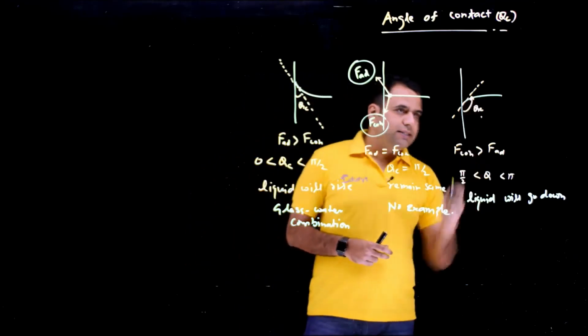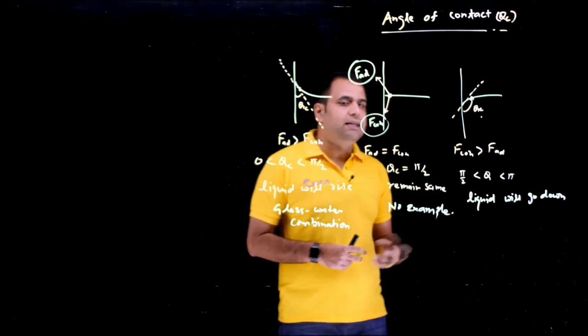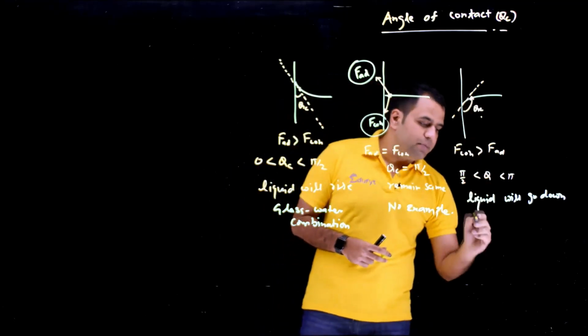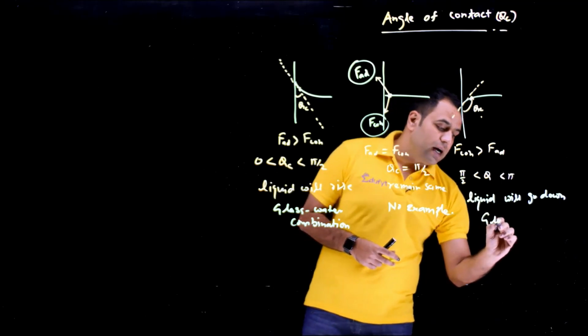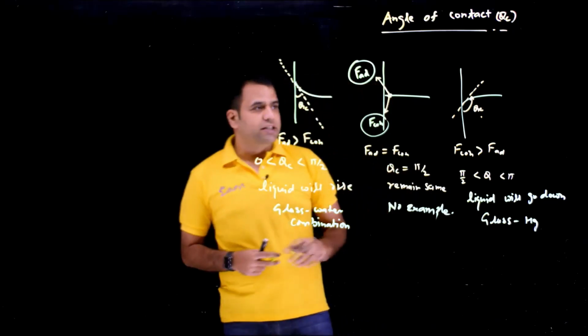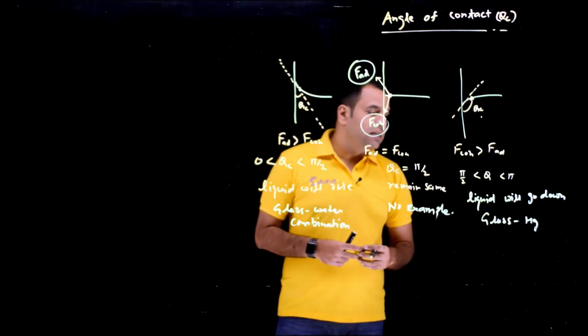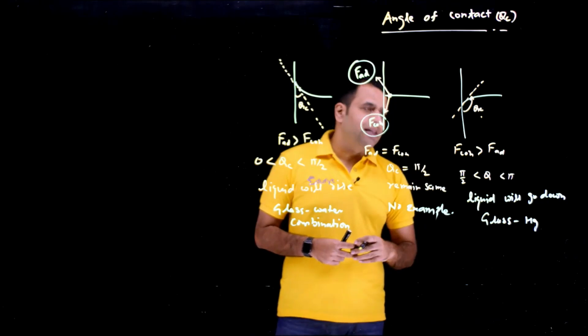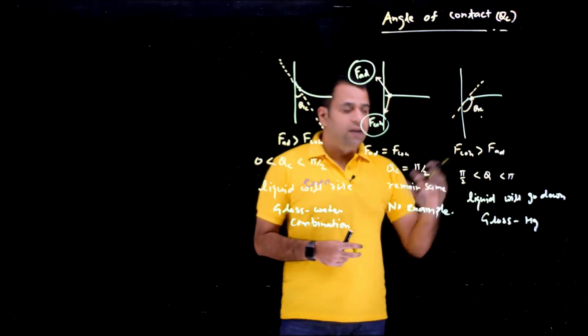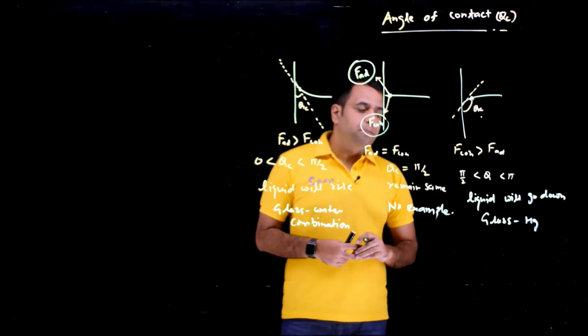In the case when theta c is more than 90 but less than pi, the liquid is going down. The example of that is the glass-mercury, Hg, combination, when the walls are made of glass and the liquid is mercury. In that case, the liquid will go down and the value of angle theta c is less than pi but more than pi by 2.